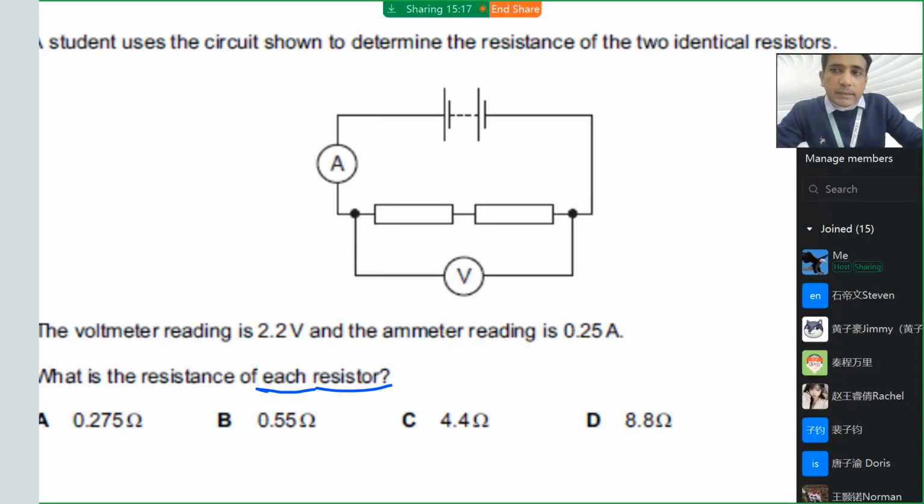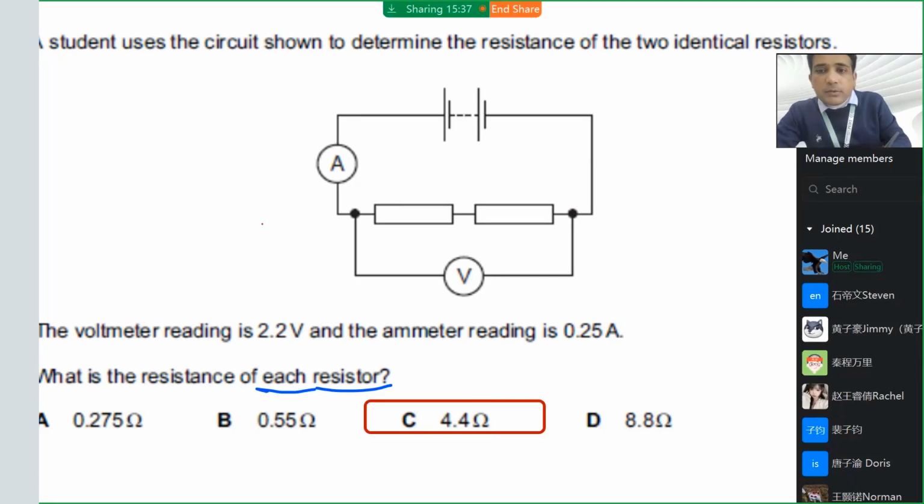Okay, so the answer for this question has to be C. So let me show you the answer. This one is the answer, please. If you have figured out this answer, wonderful. If not, now listen to my explanation, please. So let me explain to you why we got this answer.